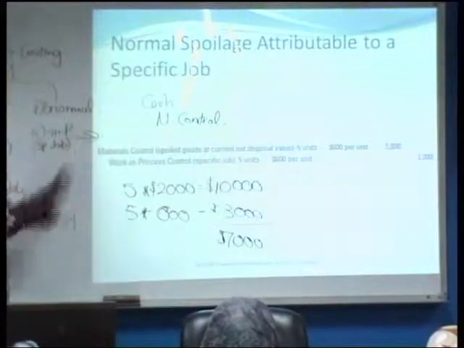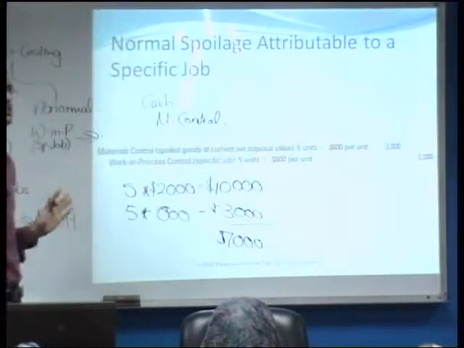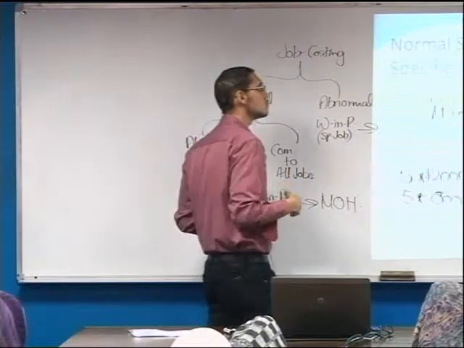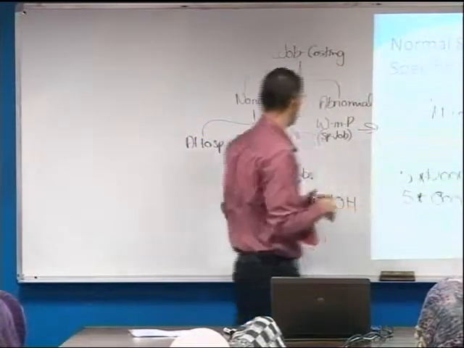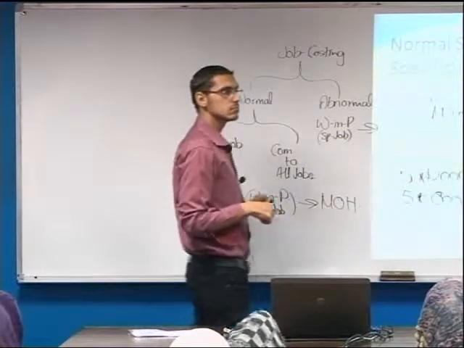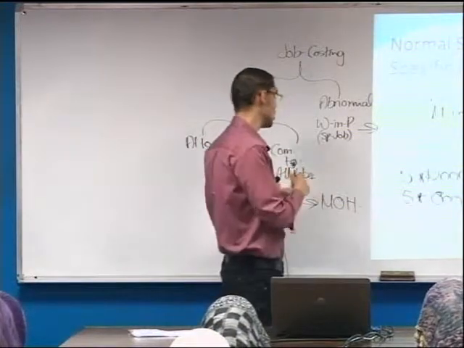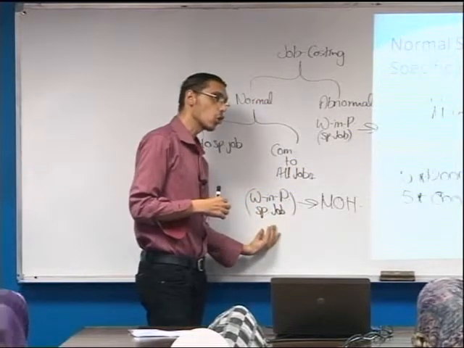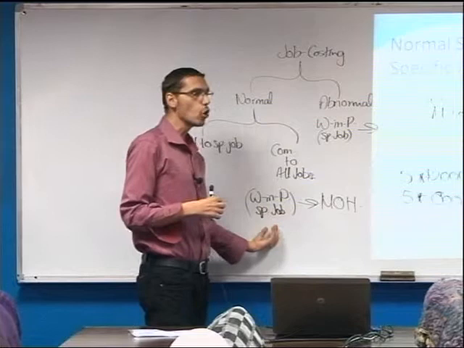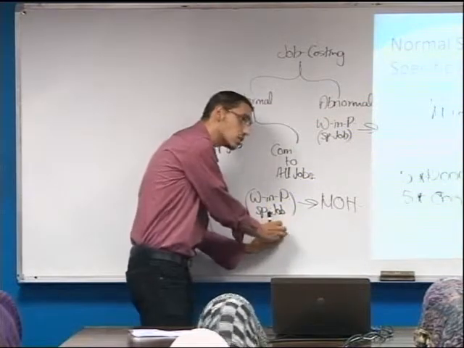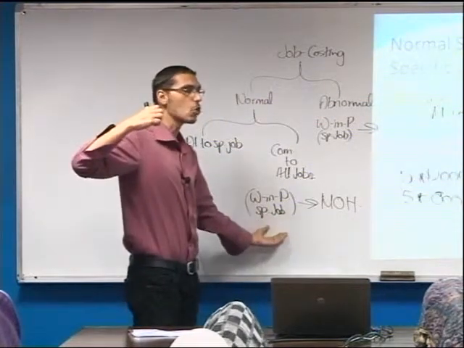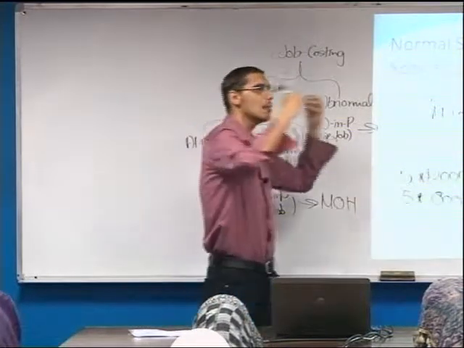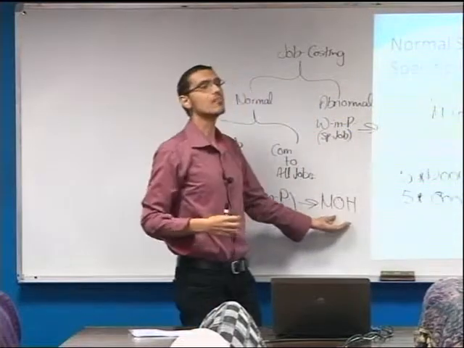If sold, when sold. Any questions? Now let us consider, what if the normal spoilage is common to all jobs? If the normal spoilage is common to all jobs, as we said, we are going to transfer the cost of these spoiled units, the $10,000, from the work in process for that specific job and transfer it onto the manufacturing overhead.